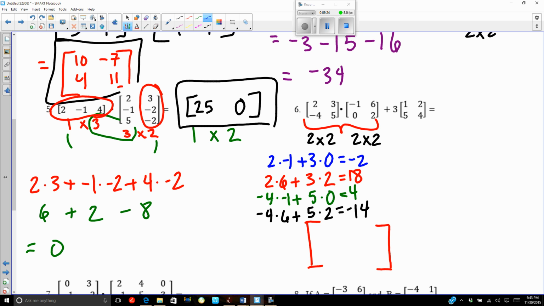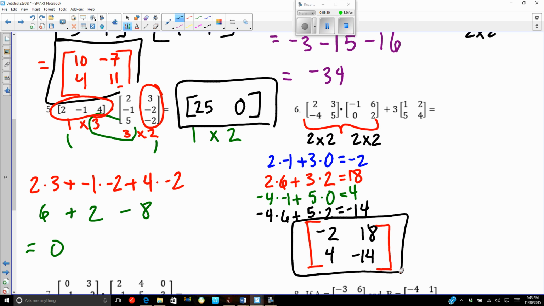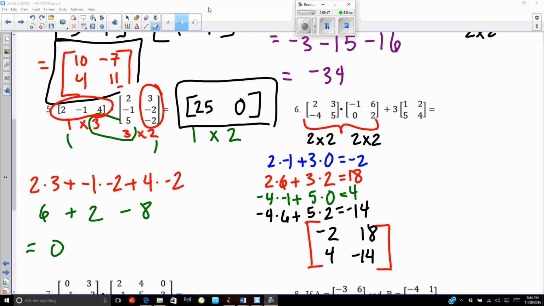So there's the work for number 6. So our answer is going to be -2, 18, 4, and -14. You can pause if you need to. Oh, that's not our answer. That's just what we got when we multiplied those first 2 matrices.